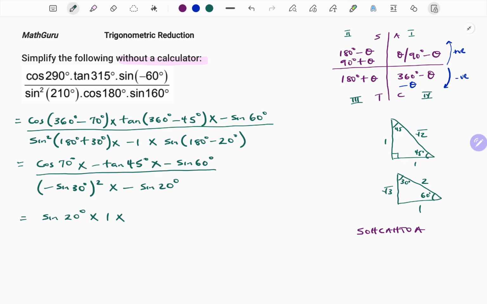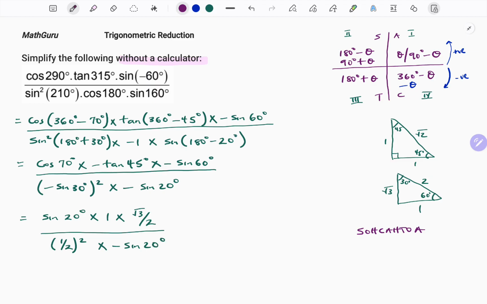So times 1 times, then sine 60 using the special angle triangle. Sine is opposite over hypotenuse. So that will be multiplying root 3 over 2. That's the hypotenuse. For my denominator, negative sine 30 degrees, that's opposite over hypotenuse, that's half. So I have that in brackets, 1 over 2 all squared, times, I have my negative sine 20 degrees.